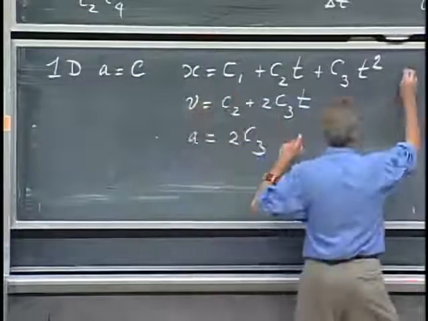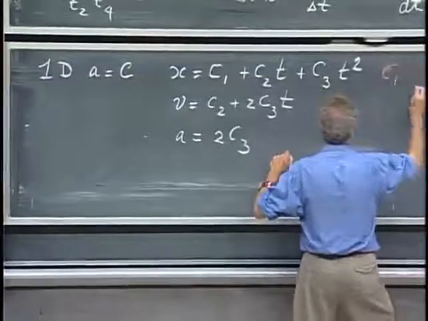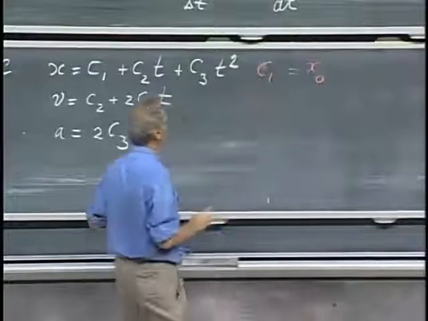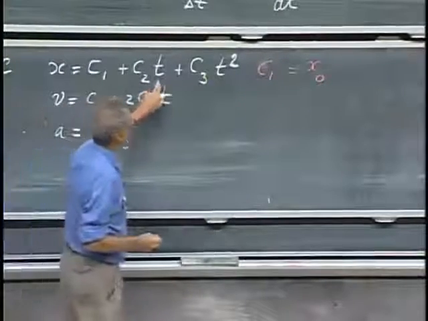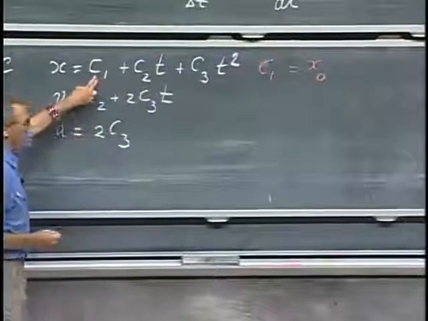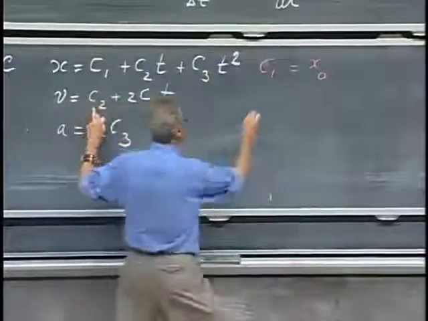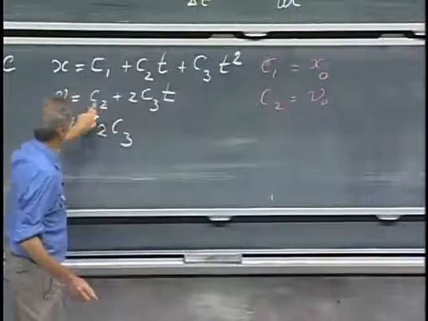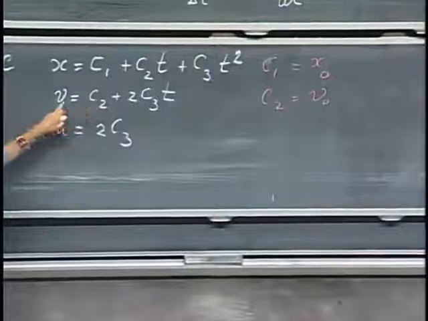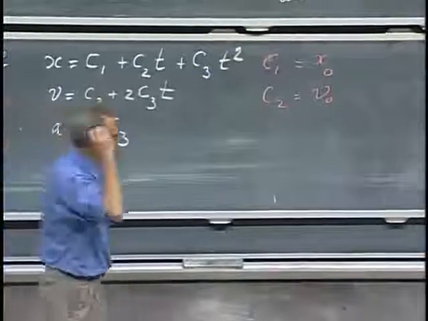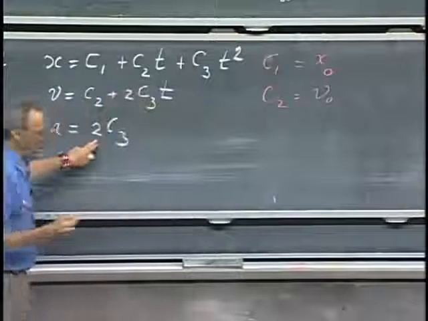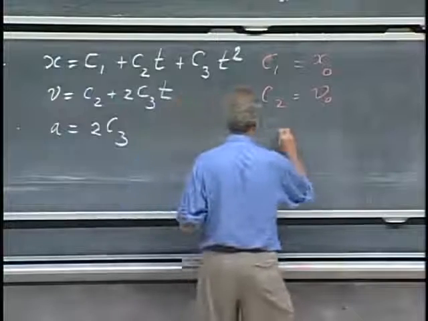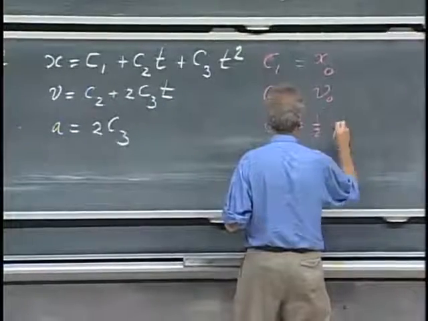Clearly, c1 is the position of x at time t equals 0, for which we often write an x0. Because when t is 0, that is where x is. c2 is really the velocity at time t equals 0, because when t is 0, that's when c2 is v. And the acceleration is not changing with time, it is 2c3. Therefore, c3 is half the acceleration.